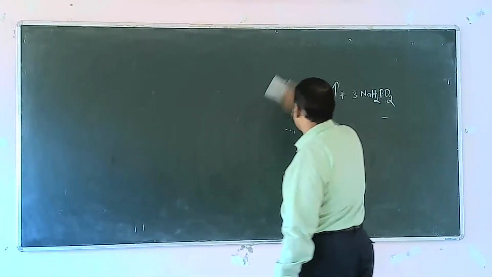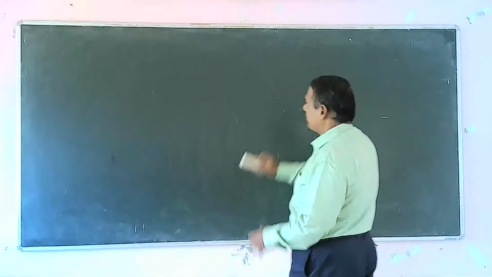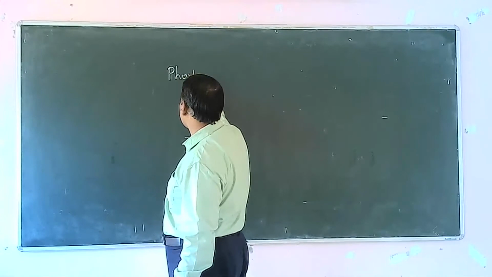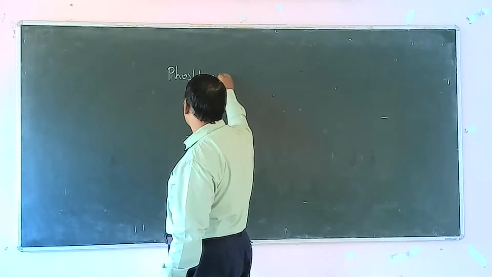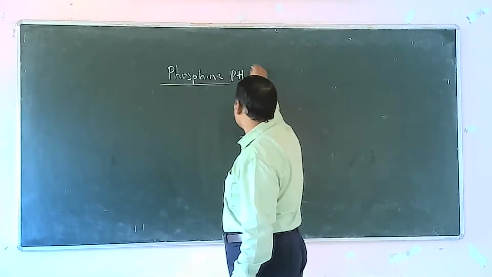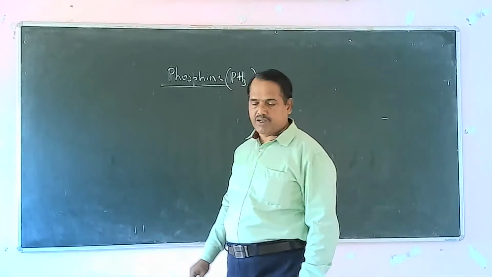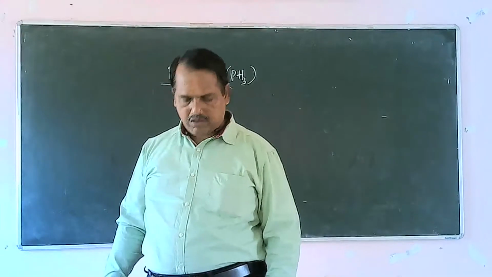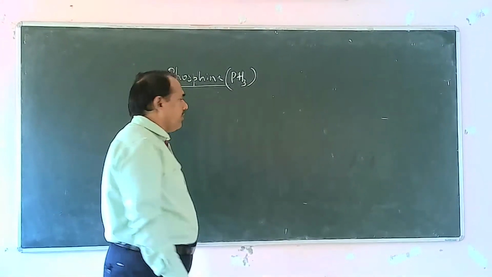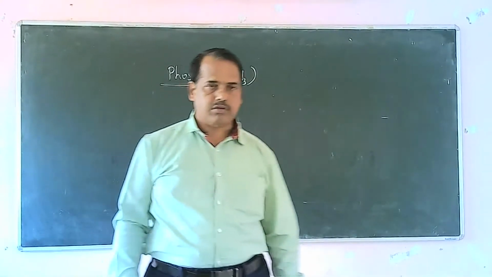Phosphine gas, which is a poisonous gas. What is the formula for phosphine gas? PH3. It is a colorless poisonous gas. So we shall study how we can prepare this phosphine gas.